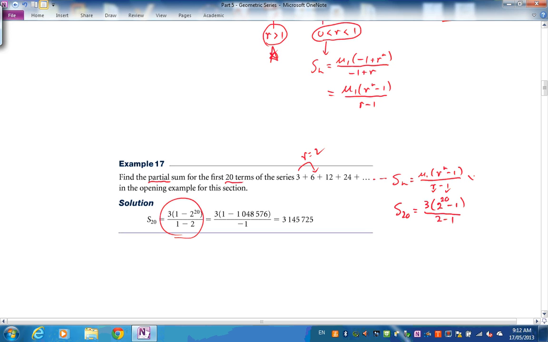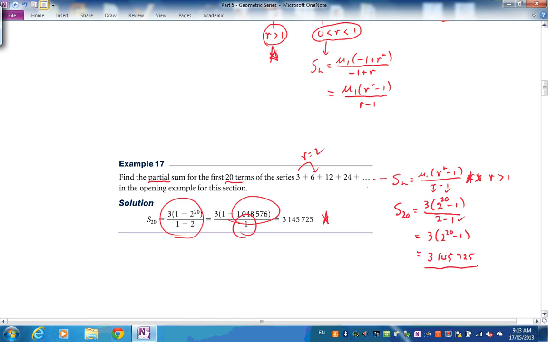See the advantage of this formula where r is bigger than 1? We don't have to remember that negative. Okay, so we don't have negatives floating around. And therefore this is 3 by 2 to the 20 take 1, because the bottom line is just 1, and that comes to this number here. Okay. So I think it's worthwhile trying to use this formula for r bigger than 1 to avoid any negatives floating here. Okay, but this one works as well.